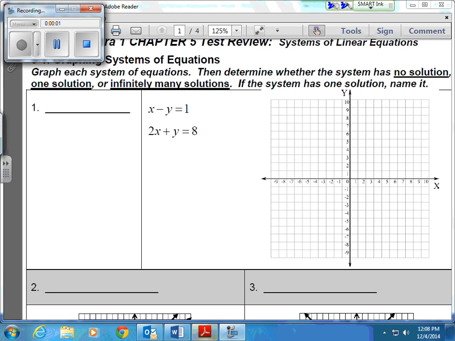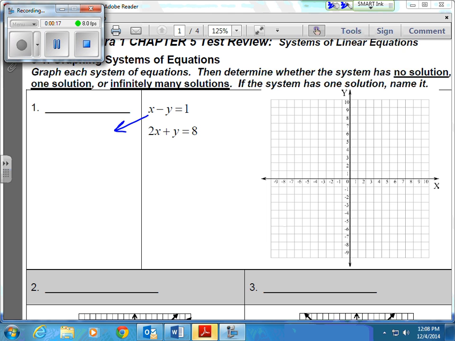We have the Chapter 5 test review. We're going to solve this system of equations using graphing. So we need to be able to graph both of these equations. We need to get them into slope-intercept form first.